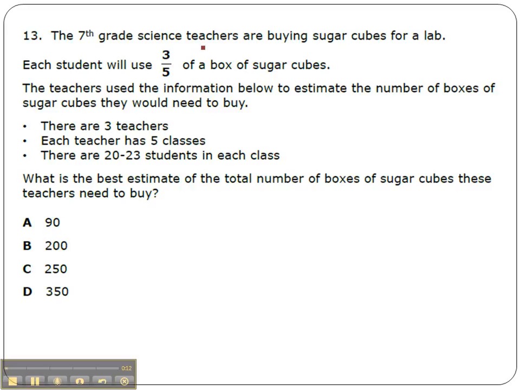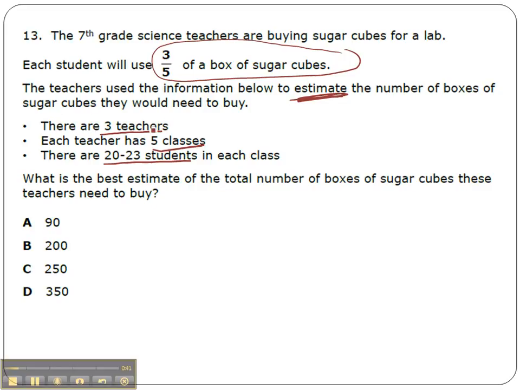The 7th grade science teachers are buying sugar cubes for a lab. Each student will use 3/5 of a box of sugar cubes. I'm going to circle that because I think that's probably going to be important later. The teachers use the information below to estimate the number of boxes of sugar cubes they would need to buy. There are 3 teachers. Each teacher has 5 classes, and there are anywhere from 20 to 23 students in each class. What is the best estimate of the total number of boxes of sugar cubes these teachers will need to buy?